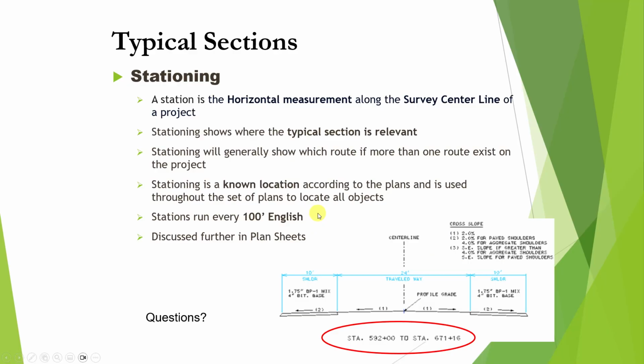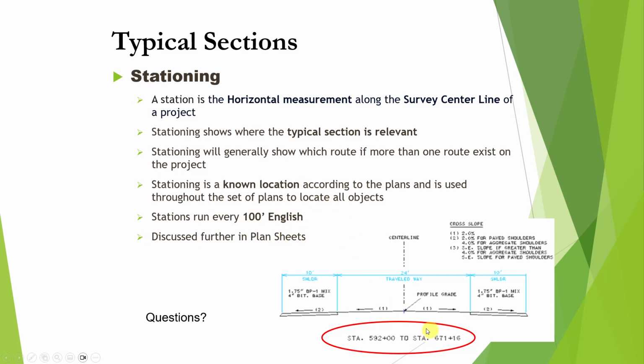Okay, stationing. The station is the horizontal measurement along a survey center line of a project. Okay, stationing shows where the typical section is relevant. Stationing will generally show which route, if more than one route exists on the project. Stationing is a known location according to the plans and is used throughout the set of plans to locate all objects. Station runs every 100 feet in English, and it's discussed further in plan sheets.